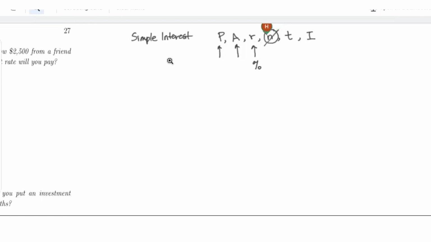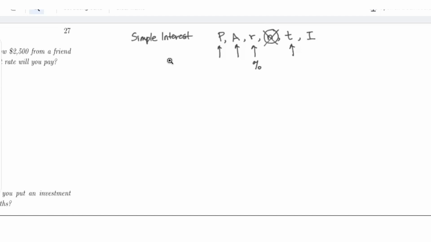T is the time. As you see, all these letters are the first letter of the word, and we repeat those letters because it's easy to follow. T is based on years: 1 year, 2 years, 3 years. If it's months, you convert to years. If it's days, convert to years. Everything is converted to years.